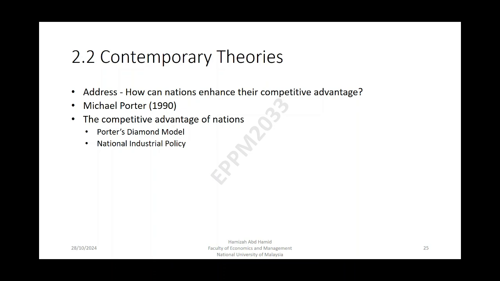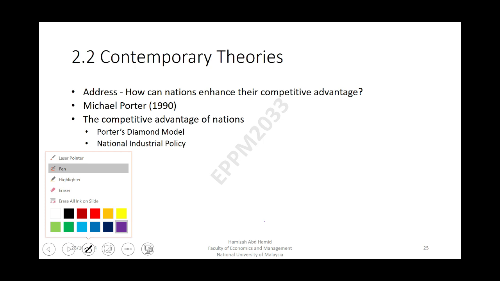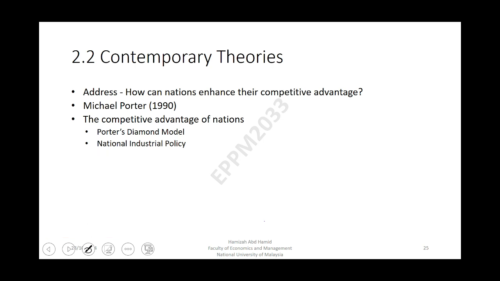We move on to contemporary theories. Theories that try to answer the question of how nations can enhance their competitive advantage. There are many theories for this question, but for your level, we discuss the models by Michael Porter, talking about the competitive advantage of nations through the Diamond Model and National Industrial Policy. So, three things here.